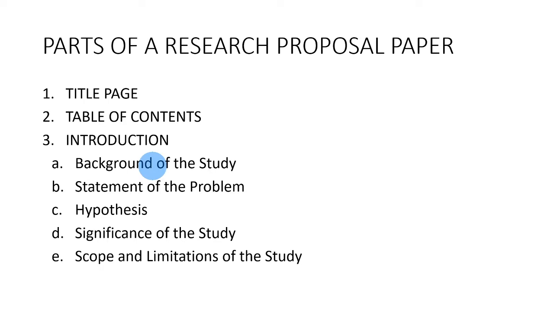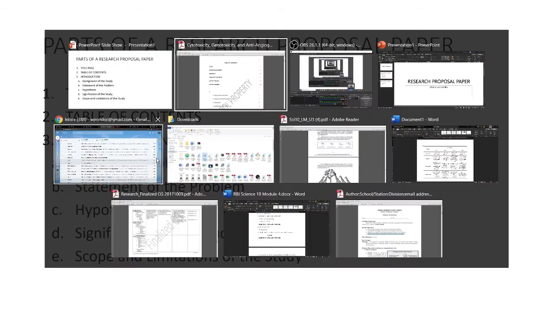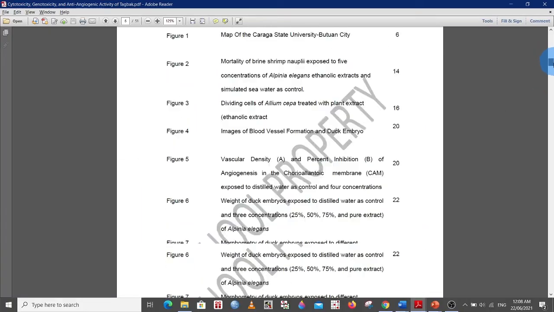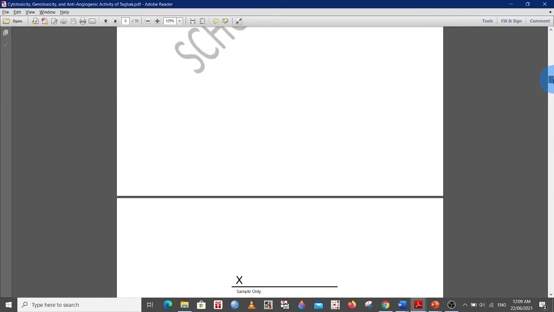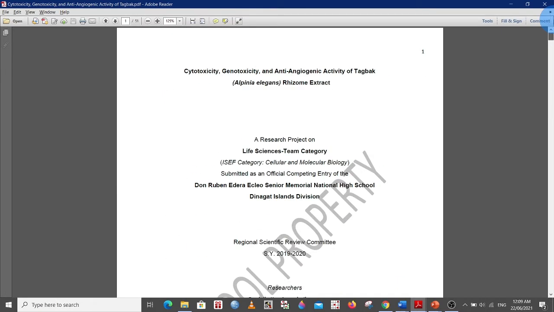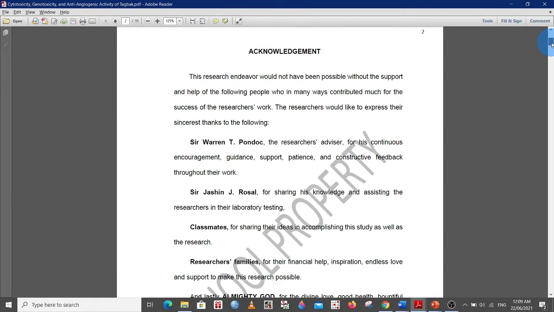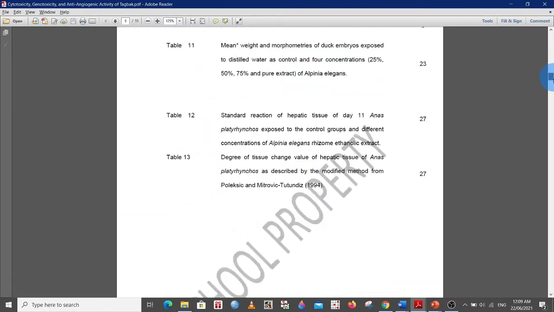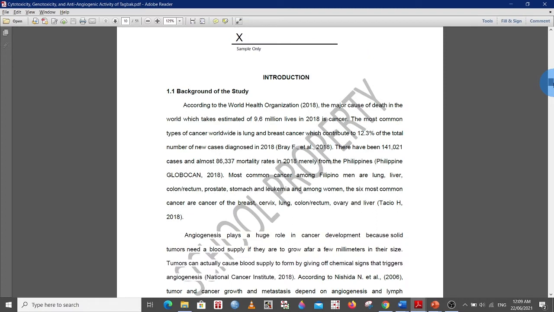And you are going to present sort of a bridge between the gap of knowledge here, no, sa background of the study. Now, there's a sample here, kani, about, by the way, this study is all about cytotoxicity, genotoxicity, and anti-angiogenic activity of tagbak, Alpinia elegans rhizome extract. So, mao ni iyahang background of the study.